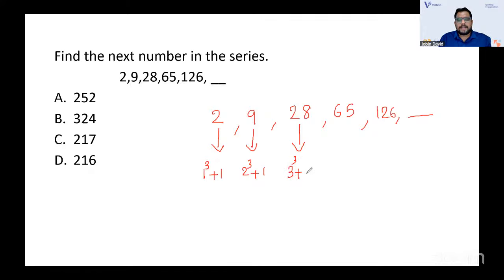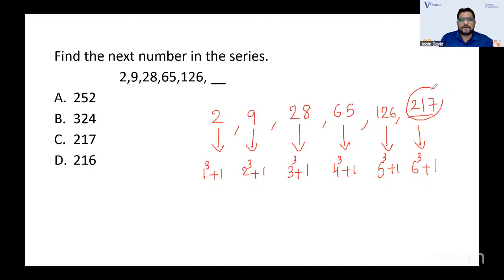So you should have an idea of these cube numbers, and it will be easy to associate these numbers. 28 is just the next number. This is 4 cube plus 1. And this is 5 cube plus 1. The next number should be 6 cube plus 1. 216 is the answer for 6 cube, and then plus 1, that is 217 will be the option.